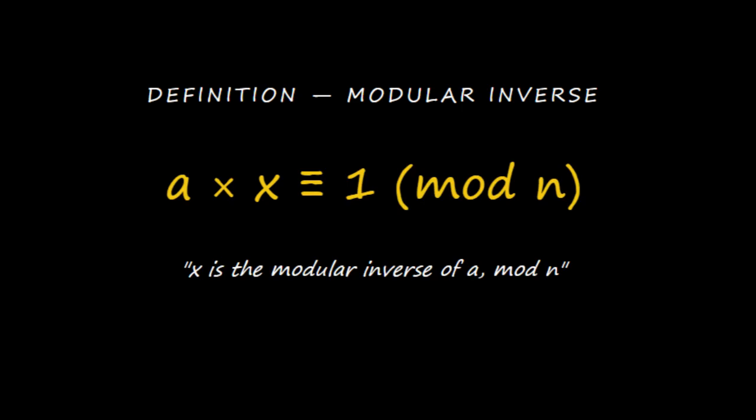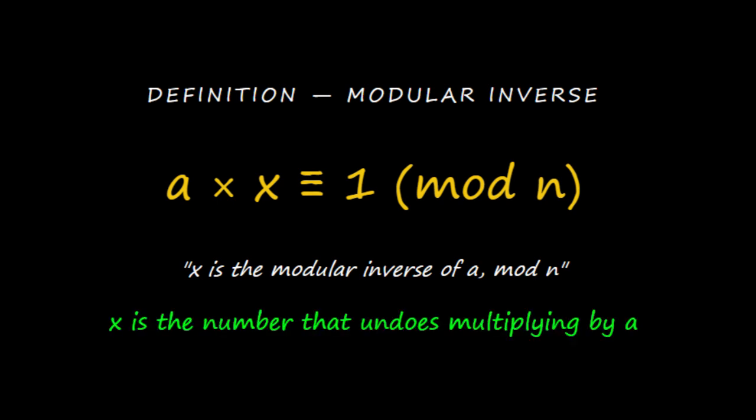We call this the modular inverse: a number x such that a multiplied by x leaves a remainder of exactly 1. a times x is congruent to 1 mod n. x is the number that undoes multiplying by a.